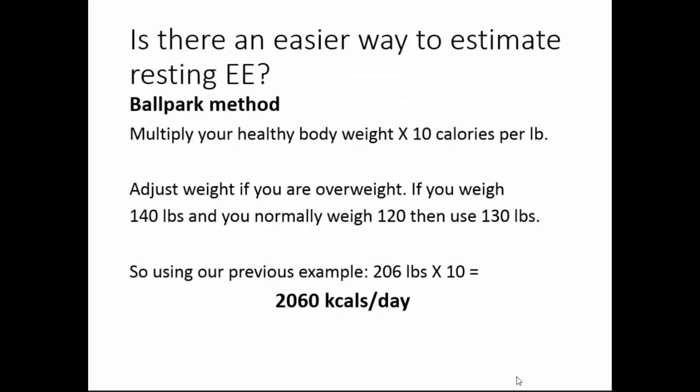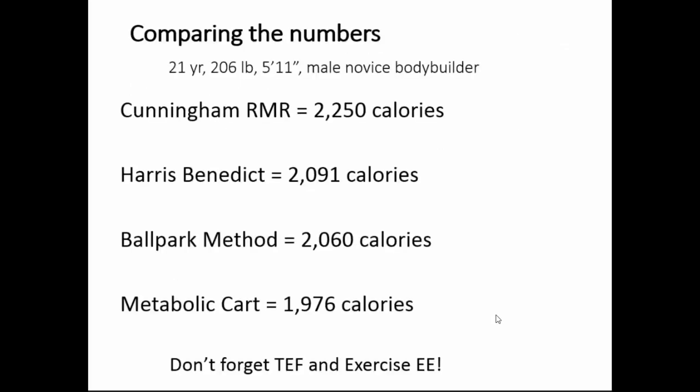And to give you another way, the ballpark method. I've seen it where you basically take your body weight and multiply it by 10, or sometimes you can go by 11. I've seen 11 as well. You then do that math. Even if you use our bodybuilder, it comes up to be pretty darn close. 206 times 10 is basically 2,060 calories. So if you take all these different methods, they're all going to be pretty darn close.